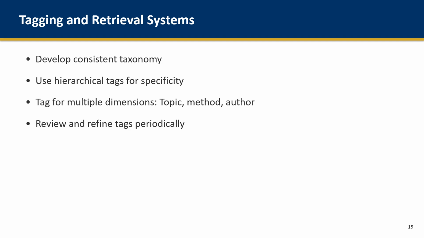Schedule periodic reviews of your tagging system. As your research focus evolves, you may need to add new categories, consolidate redundant tags, or reorganize your hierarchy. This maintenance keeps your system useful rather than letting it become cluttered and inconsistent. Some researchers reserve time at the end of each semester for this kind of system maintenance.